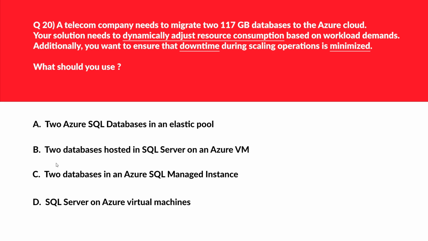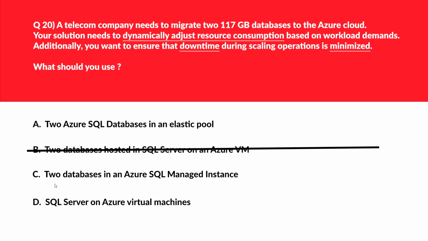Let's move to B. B says two databases hosted in SQL Server on an Azure virtual machine. Two databases hosted in SQL Server on Azure VMs will involve more downtime during scaling. But as per the question, we need to make sure that downtime during scaling operation is minimized. Since option B cannot meet this requirement, B is incorrect.